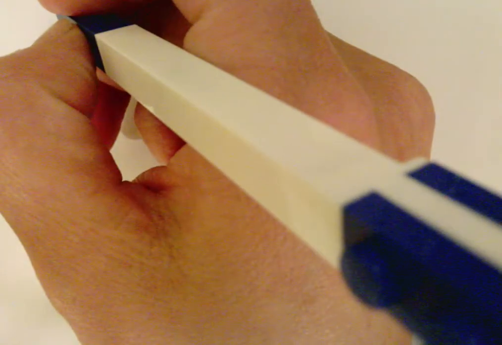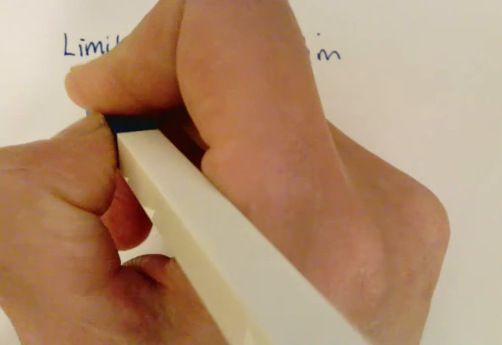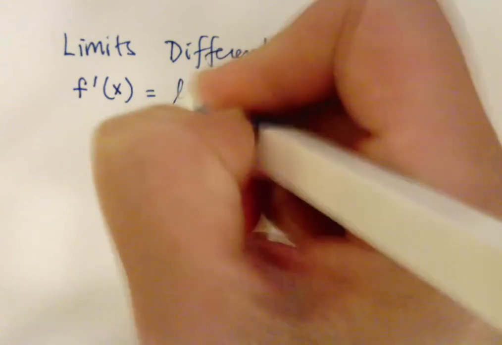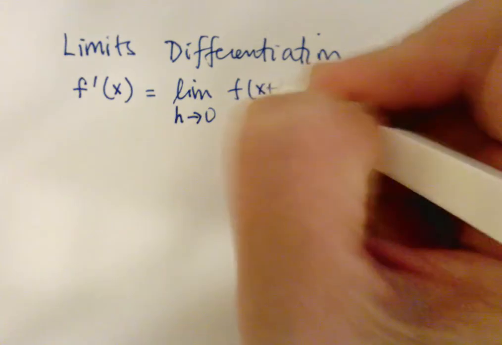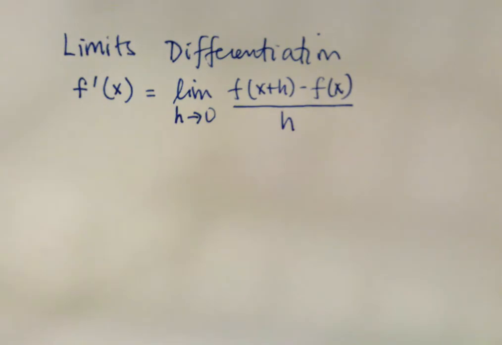Now that we understand limits, we're going to talk about differentiation. So the definition of the derivative is: the derivative of f at x equals the limit as h goes to 0 of f of x plus h minus f of x over h. We're going to use this definition to derive the formulas of the derivative of various functions.